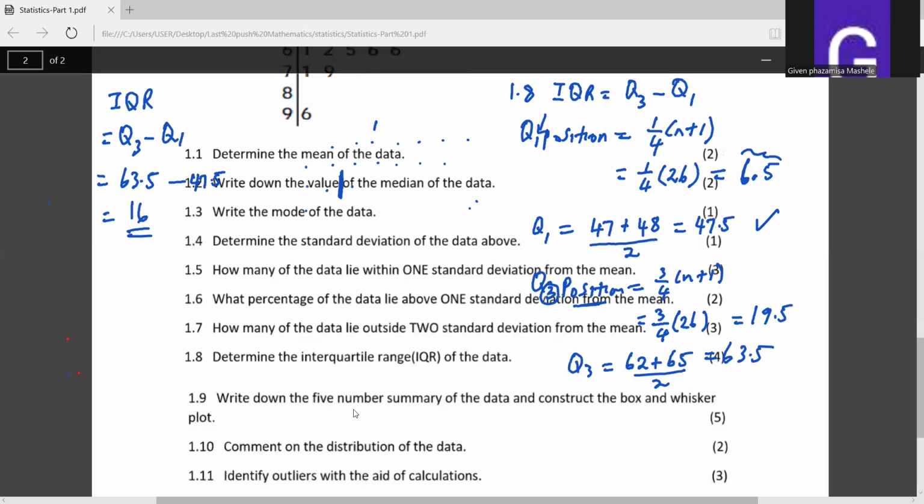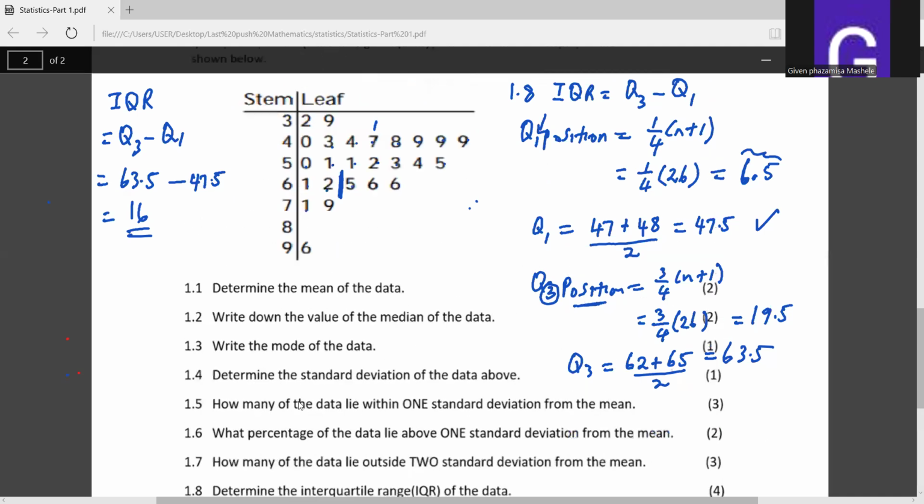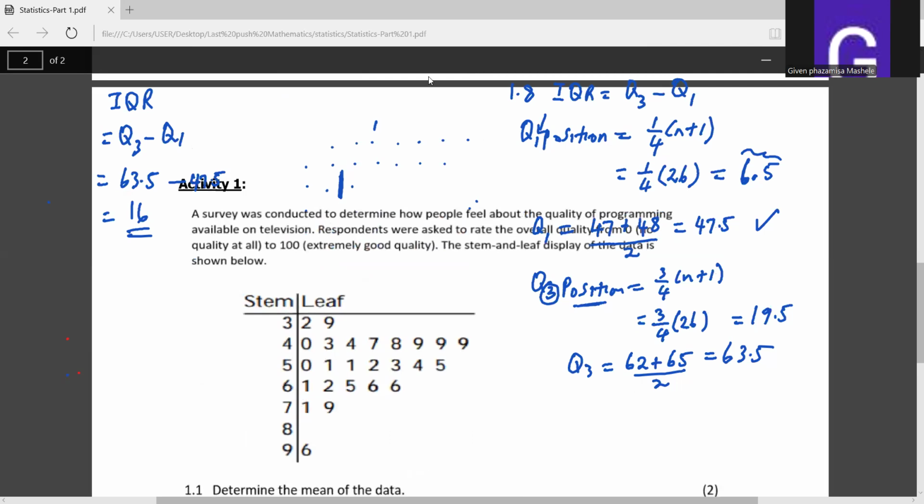now write down the 5-number summary of the data and construct a box and whisker plot. We need to write down the 5-number summary of the data and we use this to construct a box and whisker diagram or plot. Remember, the 5-number summary requires you to write down the minimum value, the lower quartile, which is quartile 1, the median, which is quartile 2, the upper quartile, which is quartile 3, and lastly, the maximum. So it's minimum, lower quartile, median, upper quartile, maximum.